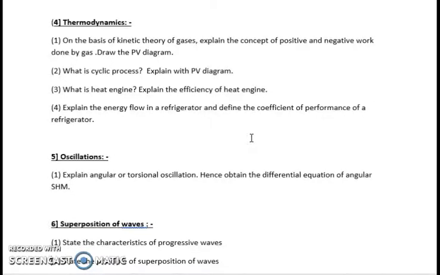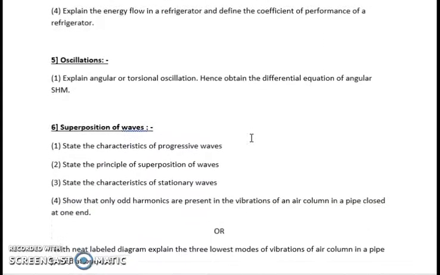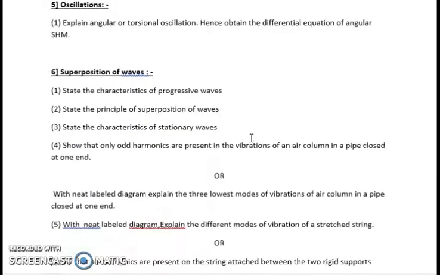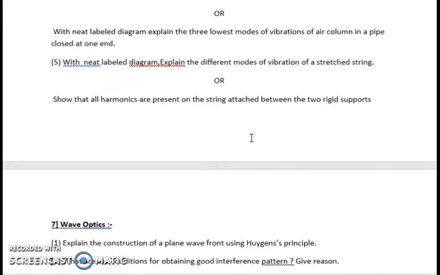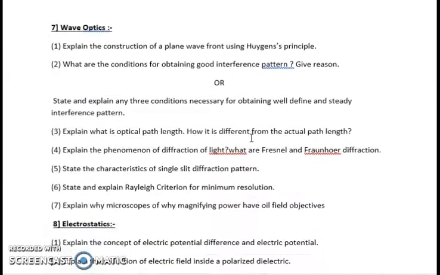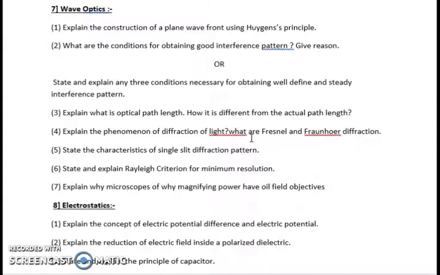Explain angular or torsional oscillations, characteristics of progressive waves, superposition of waves, stationary waves. You need to draw the diagram wherever it is required. This is also one of the important chapters, that is wave optics, optical path length, Rayleigh criterion for minimum resolution.